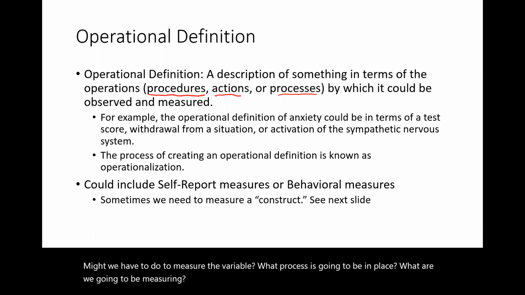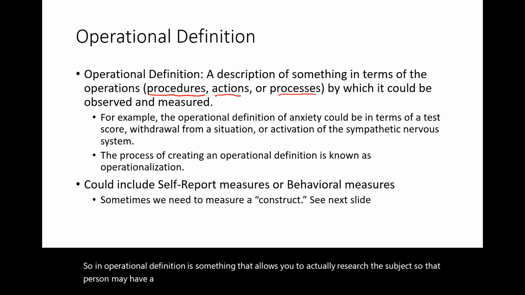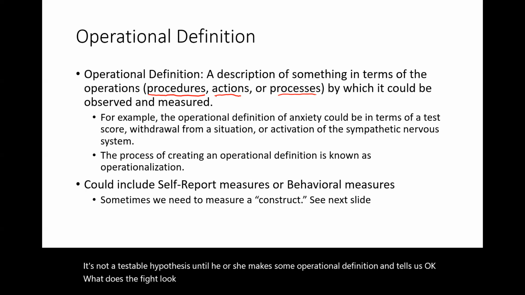So an operational definition is something that allows you to actually research the subject. So that person may have a perfectly valid hypothesis: the more fights you have with the siblings, the less well you get along. It's not a testable hypothesis until he or she makes some operational definition and tells us, okay, what does a fight look like? How are we going to measure fights? How are we going to do this?